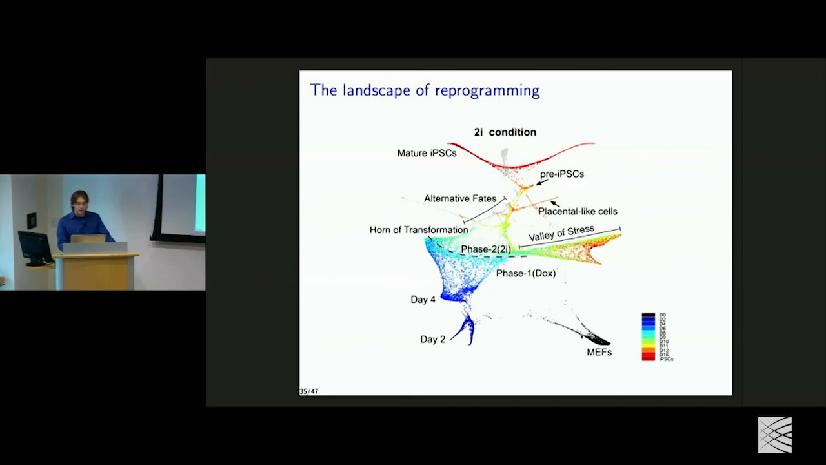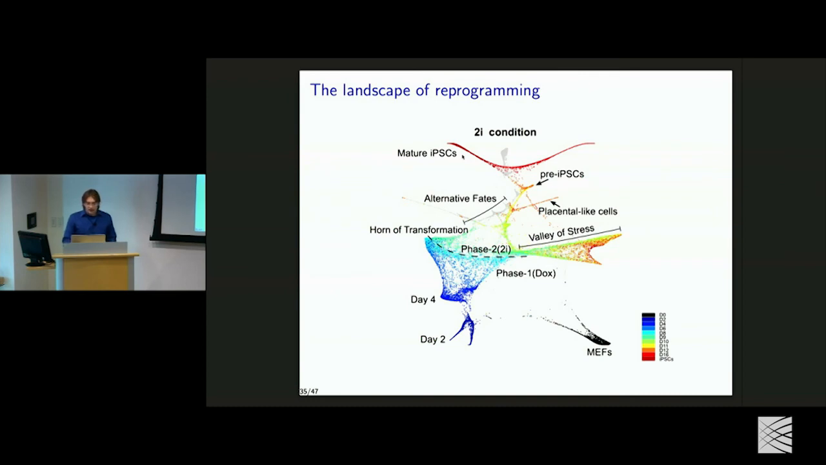So if you remember, we started off here on day 0 with mouse embryonic fibroblasts. And then by day 2, there's this intriguing spike that we see. And from day 4 to day 8, the cells progress upwards in this continuous fashion towards either the horn or the valley. And this is the first major decision point that they make. If they end up in the valley, they're stuck there. They don't really make it out. But if they make it to the horn, then they proliferate more and they end up either in alternative fates or, eventually, hopefully, as a mature induced pluripotent stem cell.